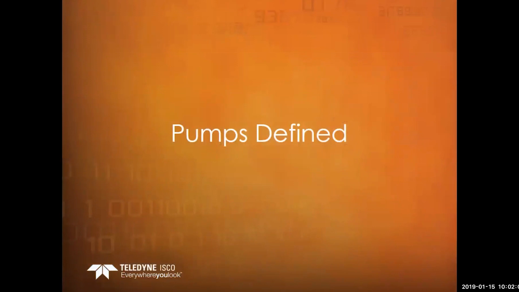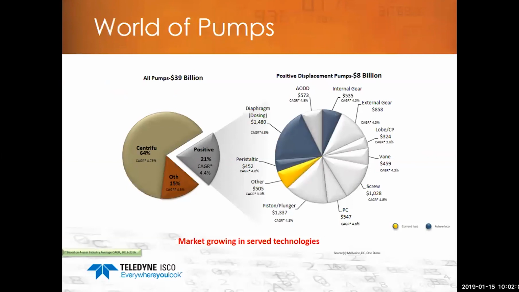First off, I want to define the world of pumps. Here we have a chart from a reputable source that really breaks out what the world of pumps is. You can see there are very, very many different types of pumps out there. On the left, you'll see there are two major types of pumps: centrifugal pumps, so pumps that move and rotate, and then positive displacement pumps, and then a small slice of other types of pumps.